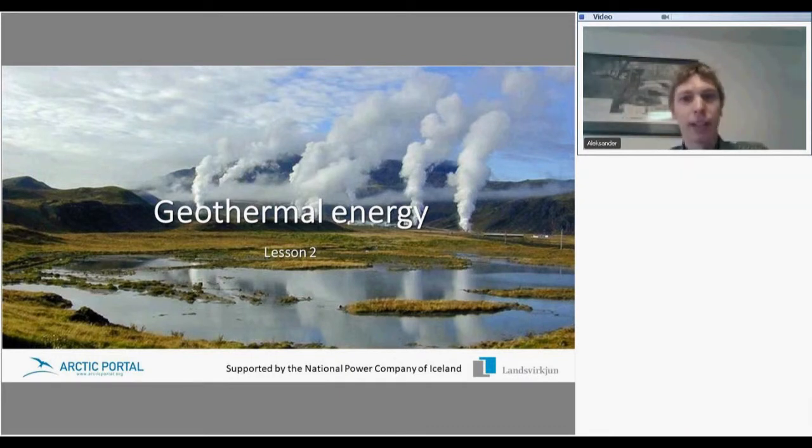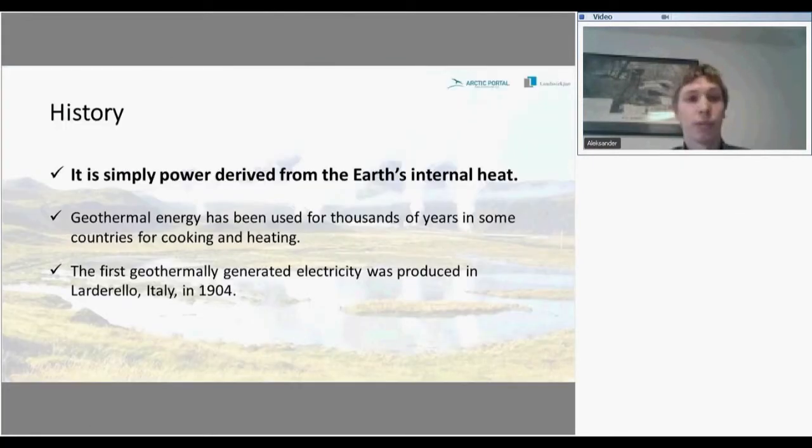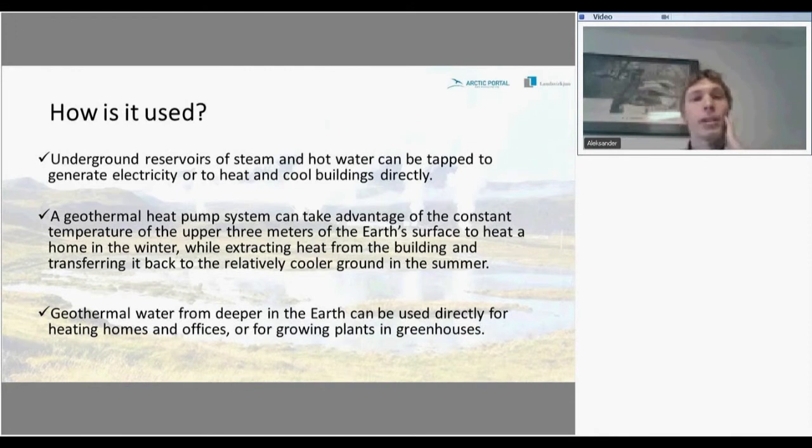A bit of the history. Just a question: what is geothermal energy? It is simply power derived from Earth's internal heat. Geothermal energy has been used by people for thousands of years in some countries for cooking and heating. The first geothermally generated electricity was produced in Italy back in 1904. There are three main ways to use geothermal energy.